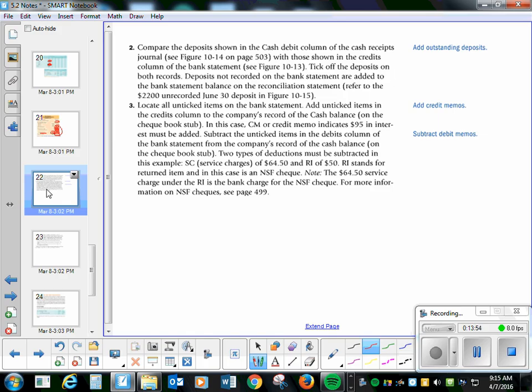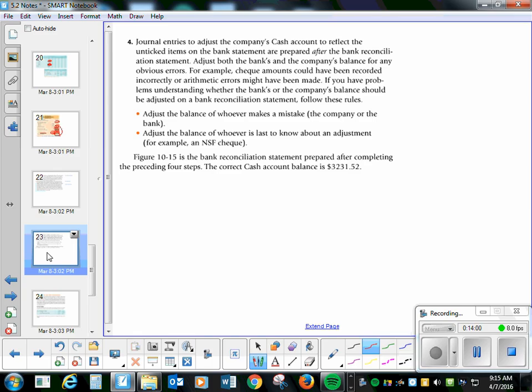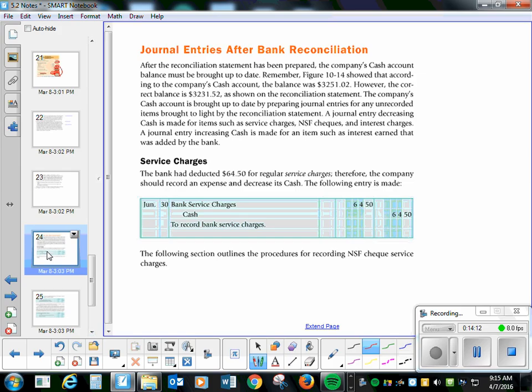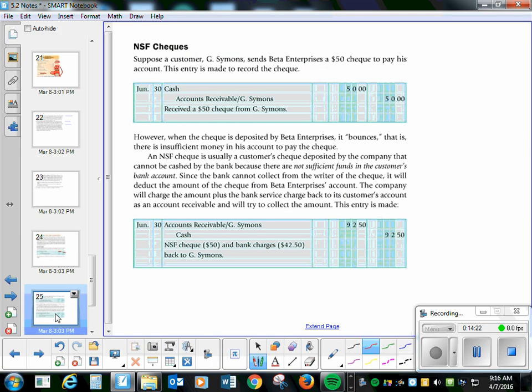Okay, so everything that went through here is all listed here in steps for you. Again, it's exactly like your personal one, so I'm not going to read through all of those. The important thing is that you need to make sure you have some journal entries to record the changes that you made that you didn't know were happening. So you have to make sure that you have a journal entry for your service charge. So your bank service charge will be debited $64.50 and your cash will be credited $64.50.